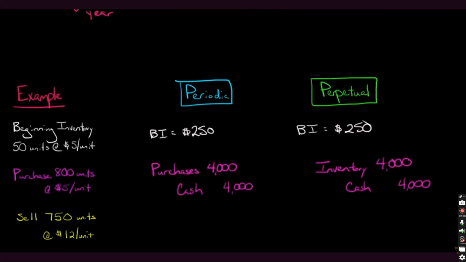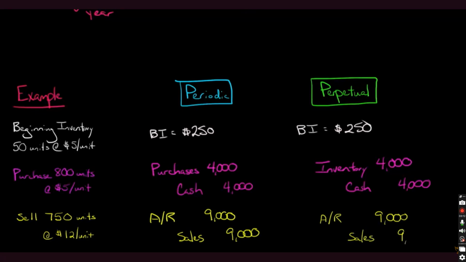So now, let's say that we sell 750 units of inventory at a price of $12 a unit. So now we need to know how to record this sale. Well, part of this is similar. Let's say that we sold it on credit. So we debit accounts receivable for $9,000 and credit sales for $9,000. Where did I get the $9,000 from? Well, I just took 750 units and multiplied it by our sales price of $12. Now for perpetual, we also are going to debit accounts receivable for $9,000 and credit sales for $9,000.